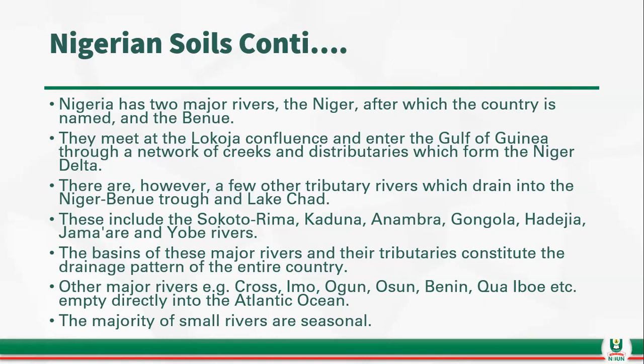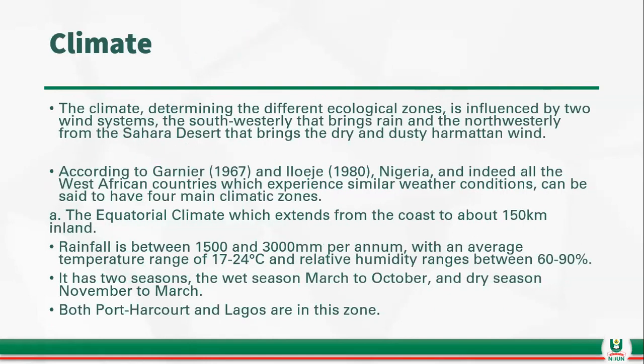Other major rivers, for example, are the Cross River, from which Cross River State was named. We have Imo River, Ogun River, Osun River, Benin River, and Kwa Ibo. These all empty directly into the Atlantic Ocean. The majority of small rivers are seasonal. The climate that determines the different ecological zones is influenced by two wind systems.